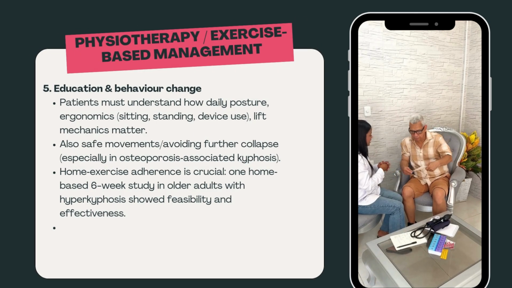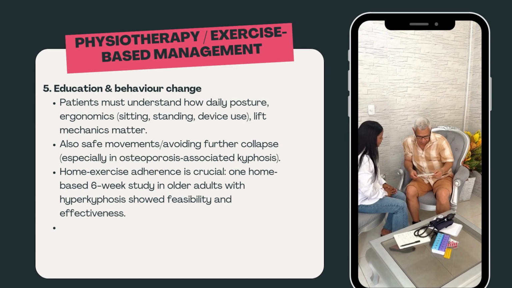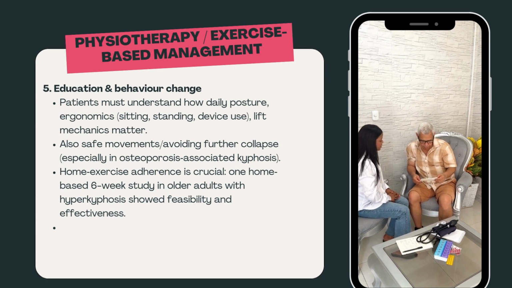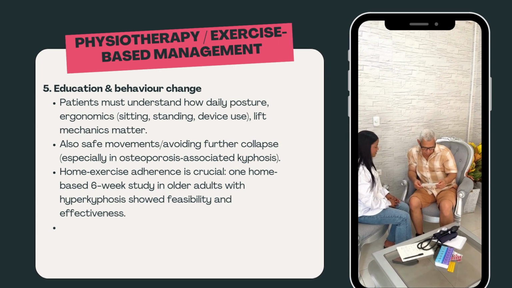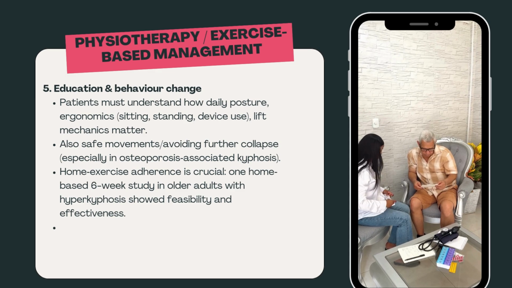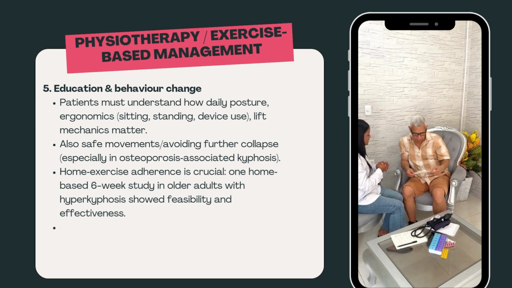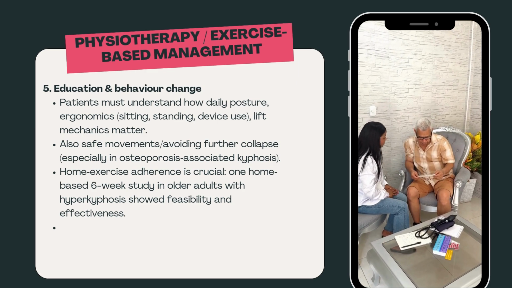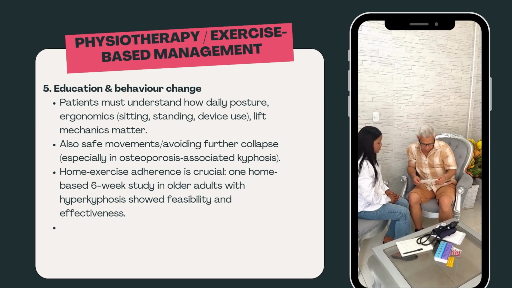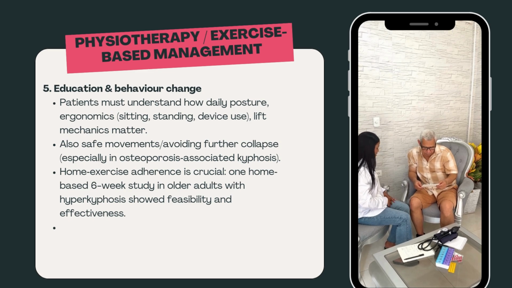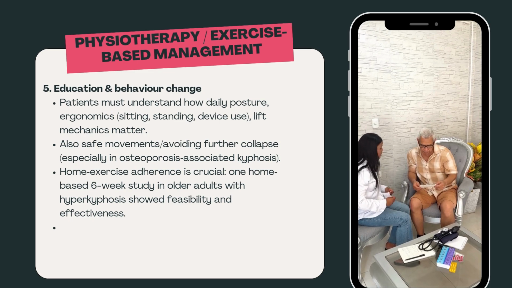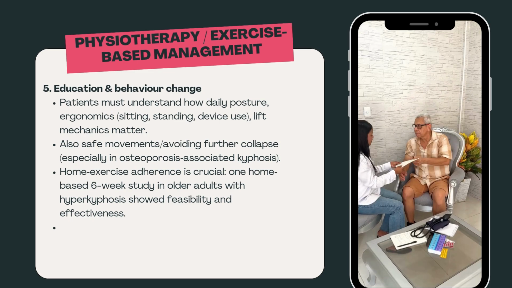5. Education and behavior change. Patients must understand how daily posture, ergonomics, sitting, standing, device use, and lift mechanics matter. Also safe movements, avoiding further collapse, especially in osteoporosis-associated kyphosis. Home exercise adherence is crucial. One home-based 6-week study in older adults with hyperkyphosis showed feasibility and effectiveness.